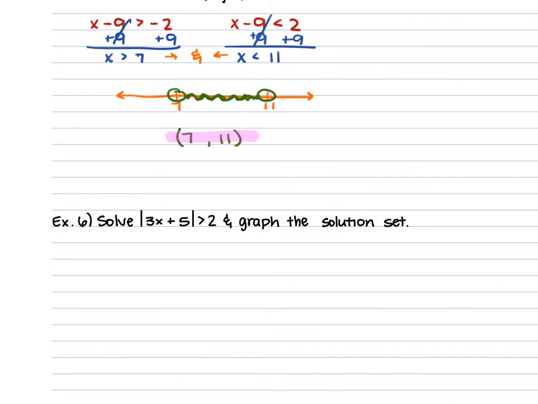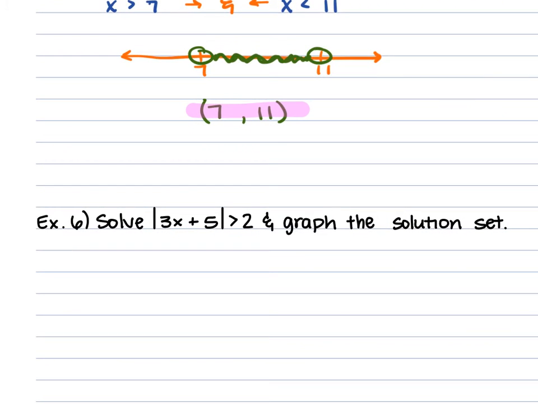For 6, we have the absolute value of 3x plus 5 is greater than 2. So I ask myself, is it possible for the absolute value of something to be greater than 2? Yes. So I'm going to separate this into two inequalities. I have 3x plus 5 is less than negative 2 because I changed the sign on that 2, as well as 3x plus 5 is greater than positive 2.